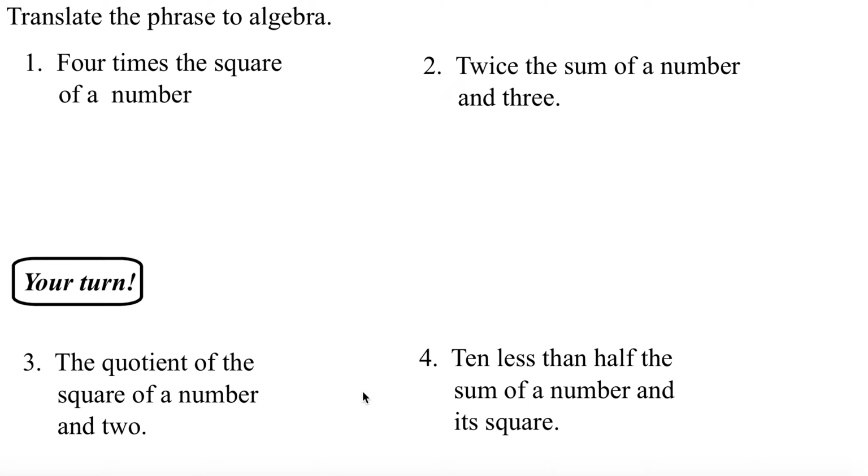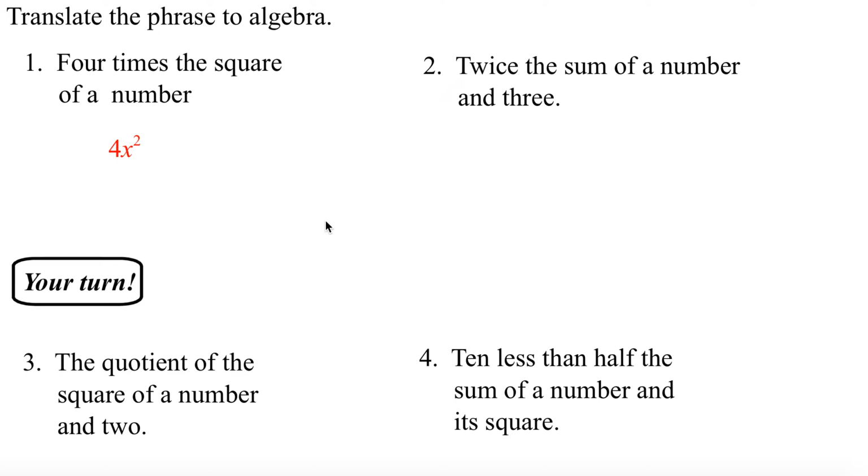So let's go ahead and do some practice. Let's translate some phrases to algebra. So the first one says 4 times the square of a number. Now whenever you see a number, you can let it be whatever variable you want to. I usually just choose x. So 4 times the square of a number is going to be 4x squared.